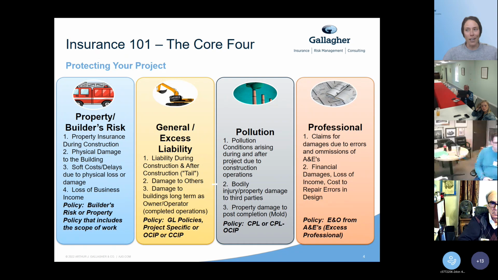So now that we've gotten the boring insurance jargon portion of the presentation out of the way, we'll go ahead and jump right into the different risks and insurance that's needed to cover those risks during a construction project. So the first four I'm going to go over, we call them the core four because these are the key insurance policies that are going to protect the project itself, as well as protect claims that could arise from the project either during the project or after the project is completed.